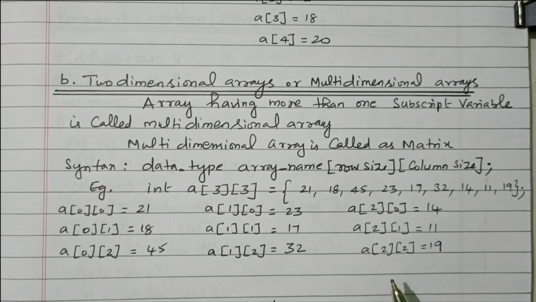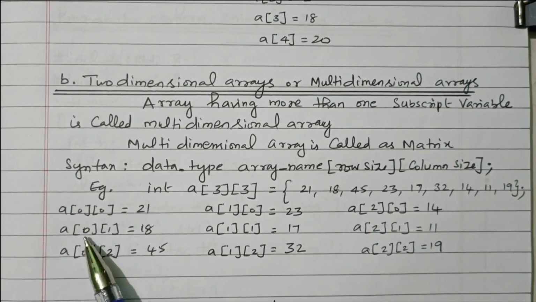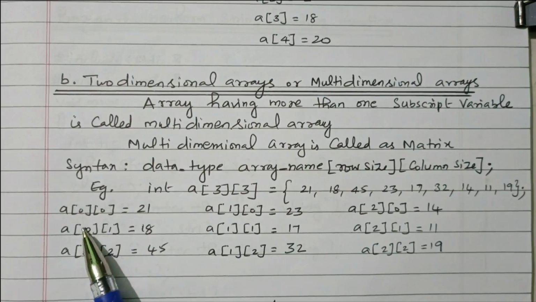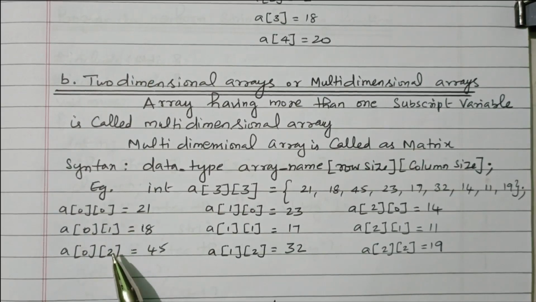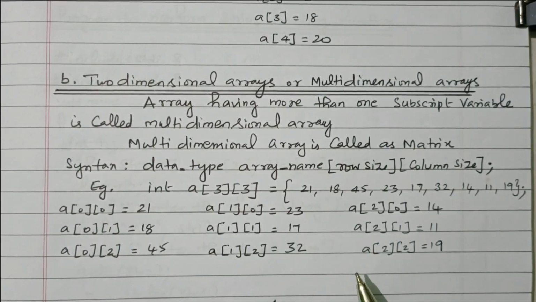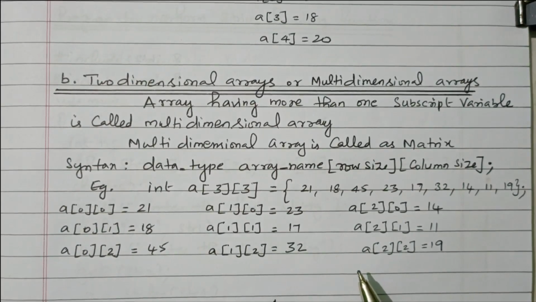So in a single dimensional array, it is stored as 0, 1, 2, 3 like that. In a two dimensional array, it is stored as 0,0; 0,1; 0,2. That refers to the first row, first column, second column, third column. Similarly, we have the second row and third row. Now we'll see in more detail how it is stored in a matrix format.